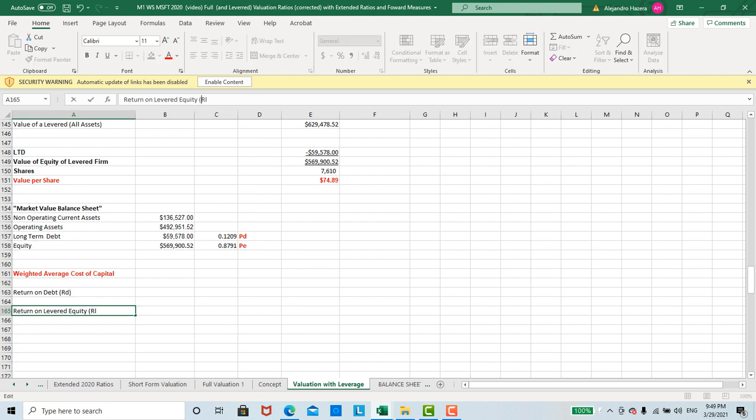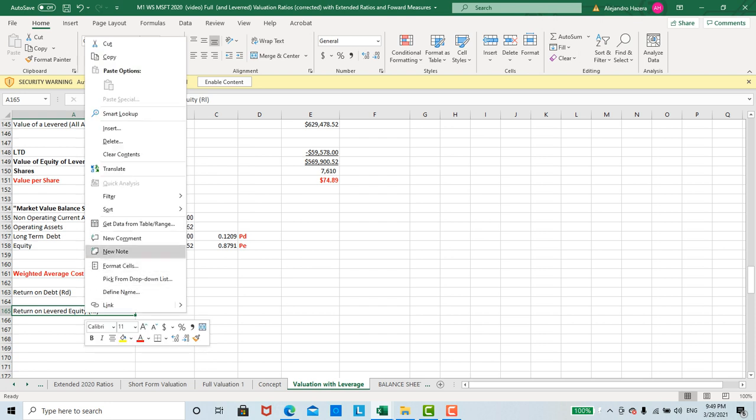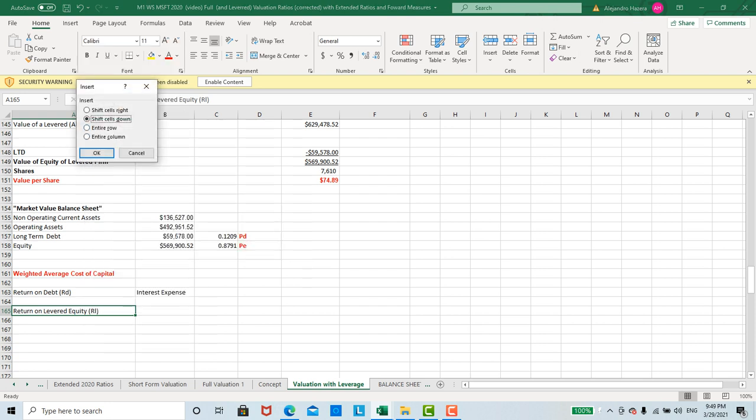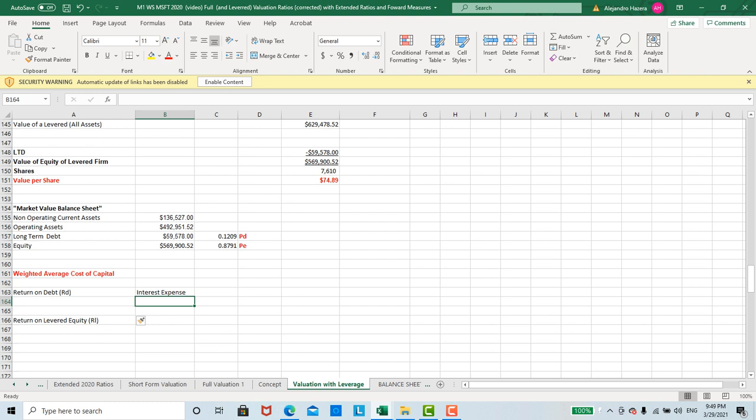The return on debt is just basically our interest rate. So just to estimate, I'm going to take my interest expense, which was one of the initial inputs into this worksheet. I'll insert a row here, and I'm going to divide by my long-term debt. Now, chances are there are other interest-bearing obligations that you have there, but we'll keep it simple.